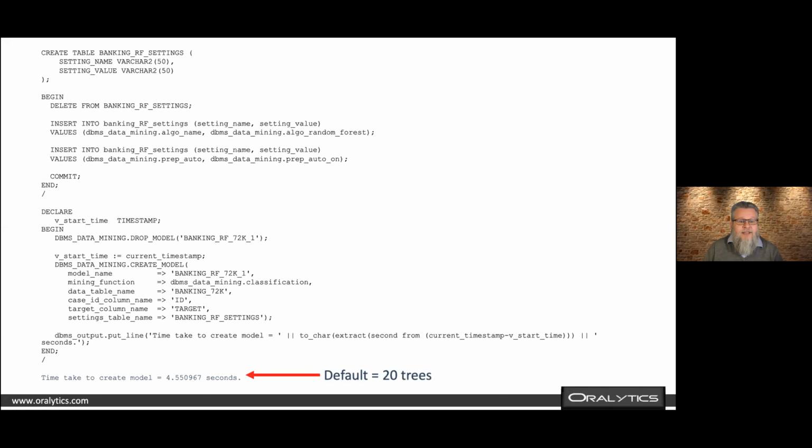And when I run that, the default setting is 20 trees, or 20 decision trees. It takes 4.5 seconds to run, and that's on a data set of 72,000 records.